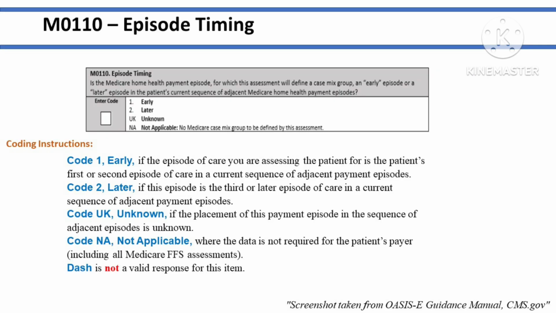Next important section is M0110, episode timing. CMS will no longer use M0110 to influence payment under PDGM; however, other payers may be using this data in their PPS-like payment model. If the current episode is the first or second episode for the patient, then code 1, early, is the right choice, and if the episode is third or later, then code 2, later, will be the right answer for this M item. Unknown and not applicable should be selected if the sequence of adjacent episodes is unknown or it is not applicable for the patient. Dash is not a valid response for this item.